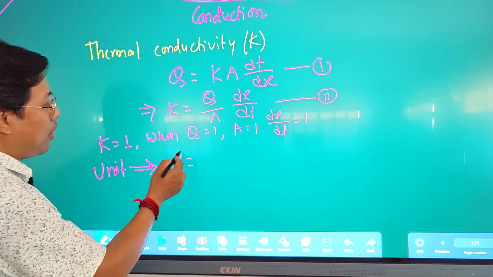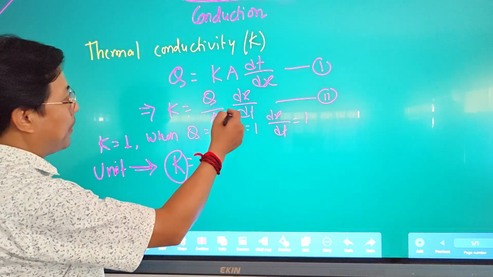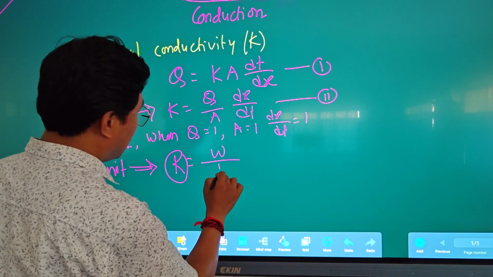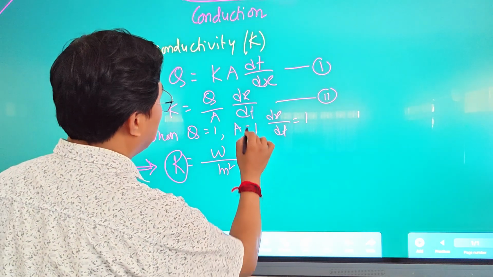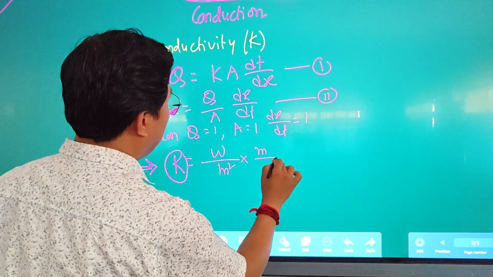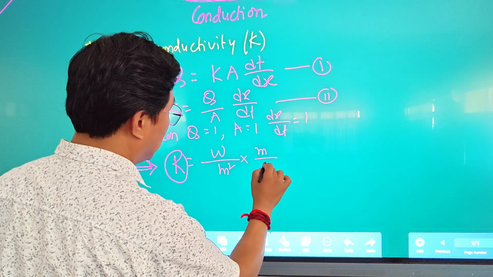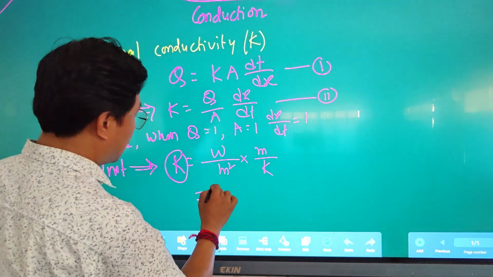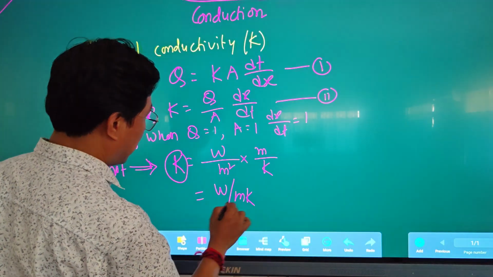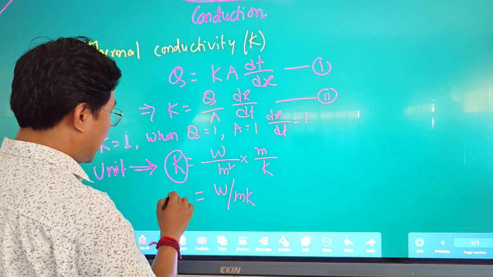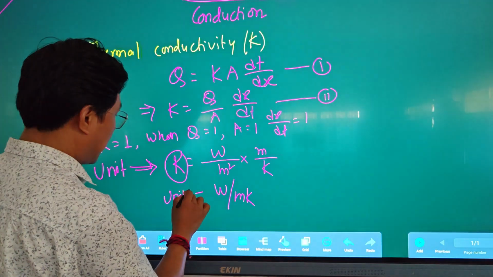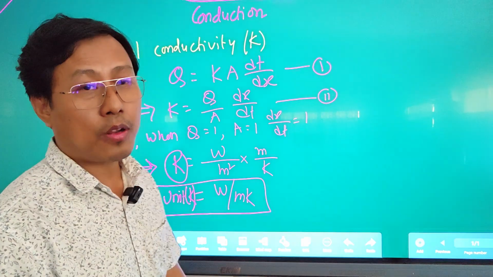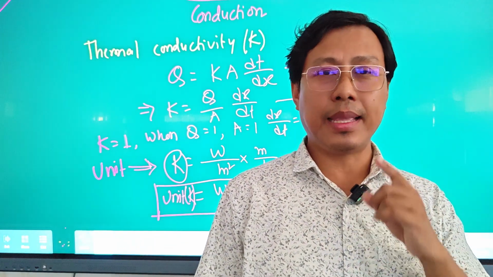we can find the unit of K by substituting the units of all the parameters. Okay, so we know that the unit of Q is watt, the unit of area is meter square, the unit of thickness dx is meter, and the unit of temperature difference is degree centigrade or K. Let us take K. Okay, so finally we have the unit of K equals W per mK. So finally we have got the unit of K equals W divided by meter Kelvin.